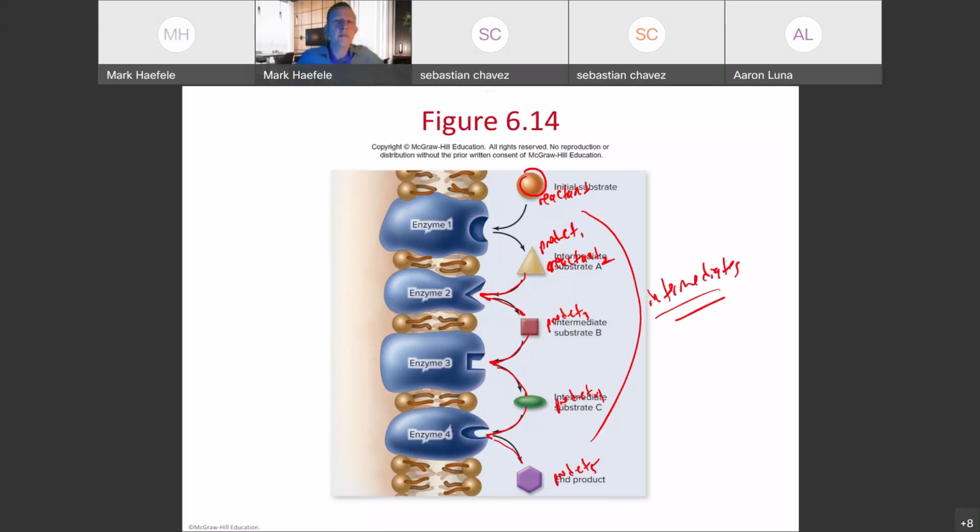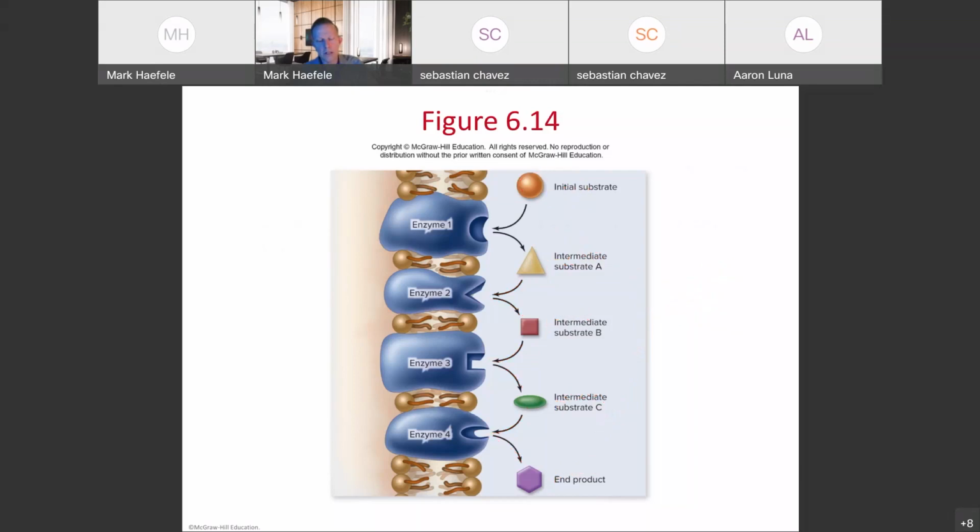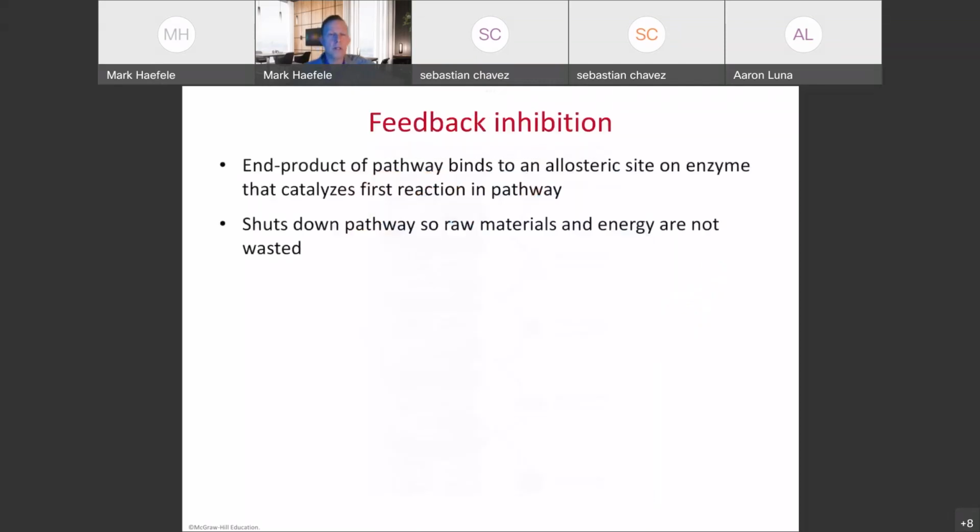Oftentimes we don't see these because as soon as they are made, they are almost immediately converted into their next step. So they're oftentimes very difficult to measure because there's really not a lot of them. Usually what we see is the initial reactant or the initial substrate and then the final product. And we don't see these intermediates in between because they are quickly consumed as soon as they are made.